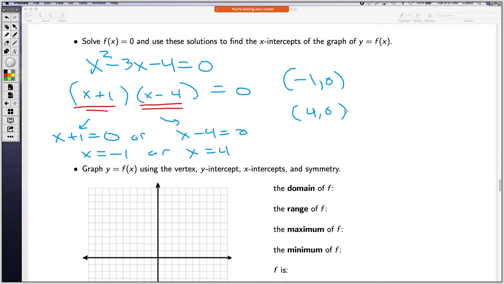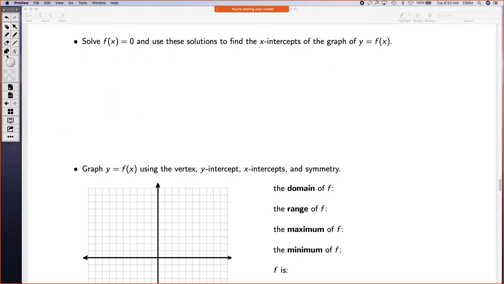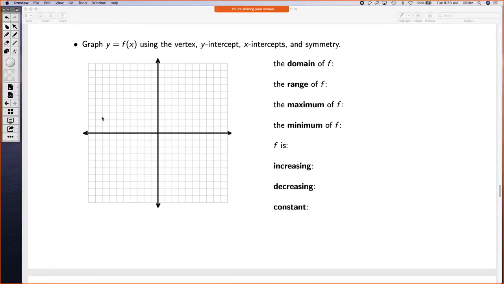Any questions on getting those x-intercepts? X-intercepts live on the x-axis. The one thing I know about points on the x-axis is that their y value is 0. With functions, the y values are the function values. So here we go. Let's try to remember all this and put it together.